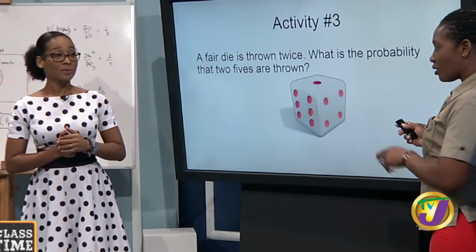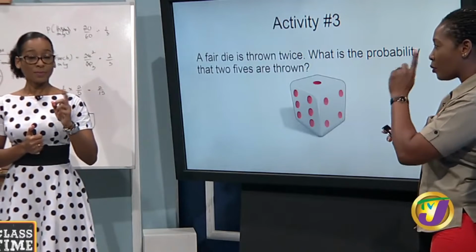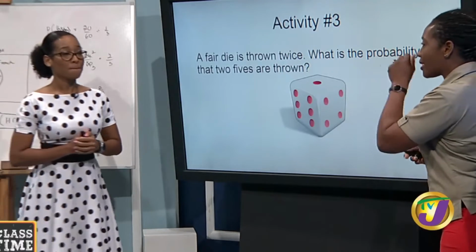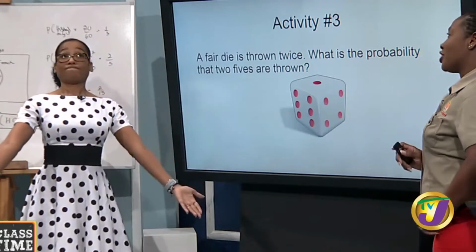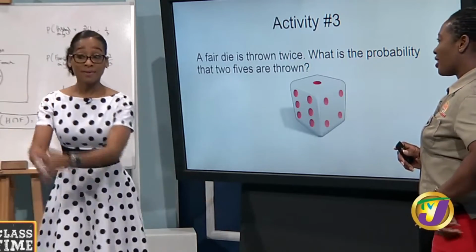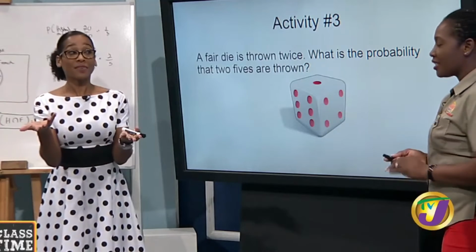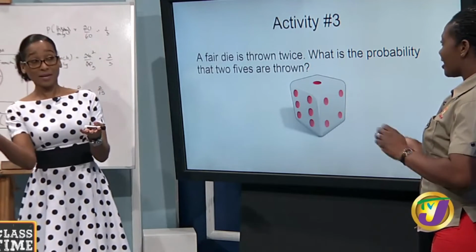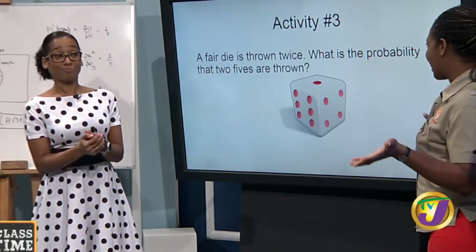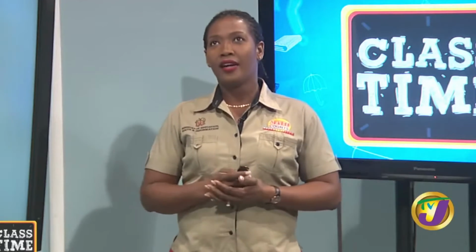So the first throw, the probability of getting the 5 is 1/6. Now I'm throwing it a second time. Does the probability change? It's still going to be 1/6. You sure? The die doesn't change. It's the same die, 6 faces: 1, 2, 3, 4, 5, 6. It won't change, it's the same 1/6 for the second throw.